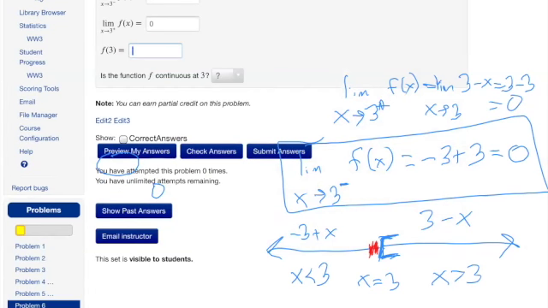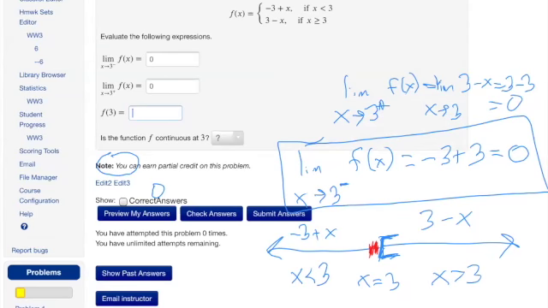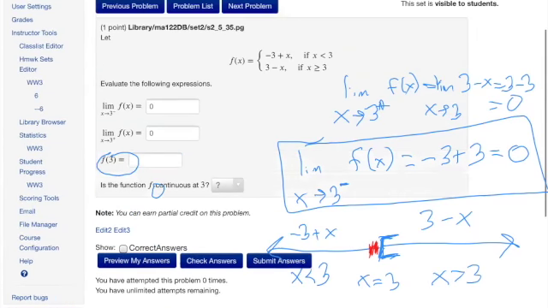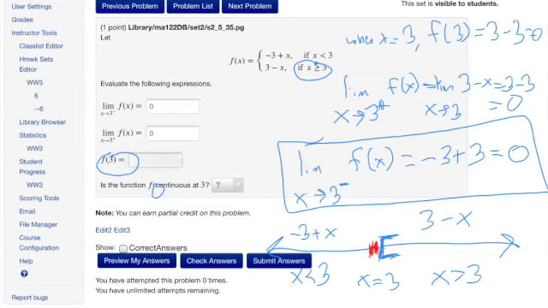Now for the final question, what is f of 3? f of 3 is what happens when x is actually equal to 3. I can evaluate this now. When x is equal to 3, I'm using 3 minus x. f of 3 equals 3 minus 3, which is equal to 0. So f of 3 is equal to 0.